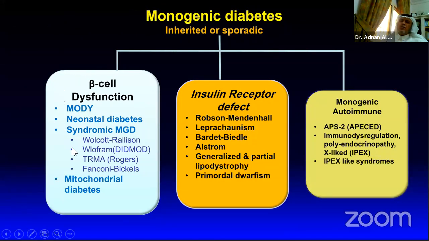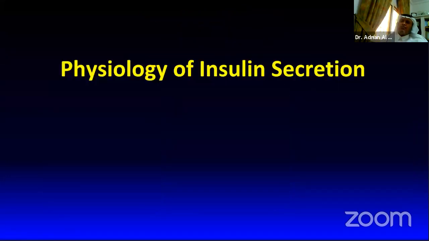So just to highlight the classification of monogenic diabetes, it's either beta cell dysfunction like MODY, neonatal diabetes, or syndromic diabetes, or it could be insulin receptor defects like Rabson-Mendenhall, or leprechaunism, or Bardet-Biedl or Alstrom, or monogenic autoimmune diabetes like APS syndrome or IPEX syndrome, which is immunodysregulation polyendocrinopathy enteropathy X-linked, or IPEX-like syndromes.